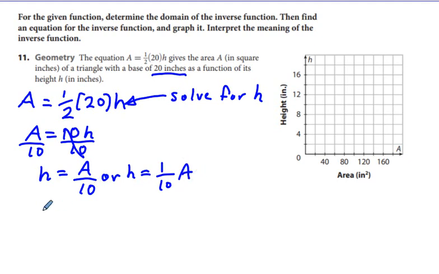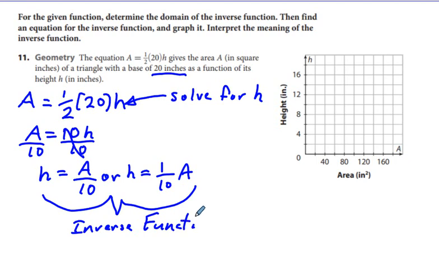And this would be our inverse function. Okay, so let me just write this out. I'll just say inverse function. And we are asked to graph the function.